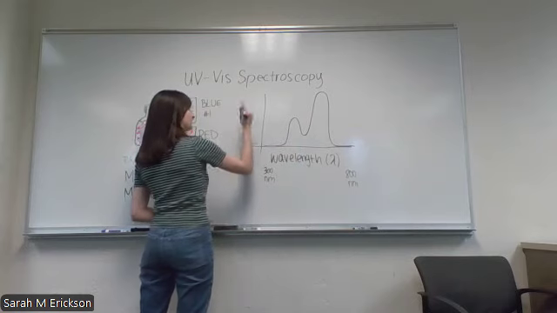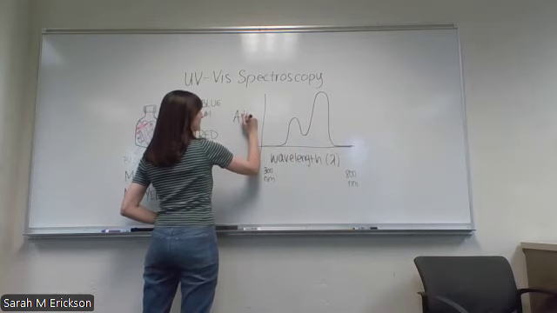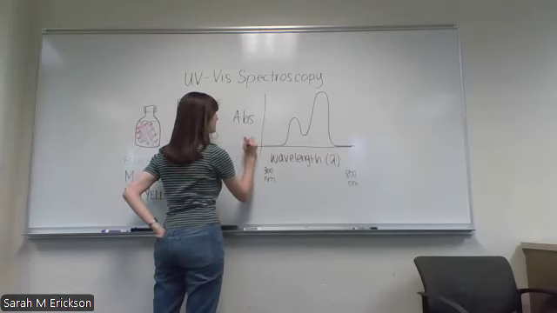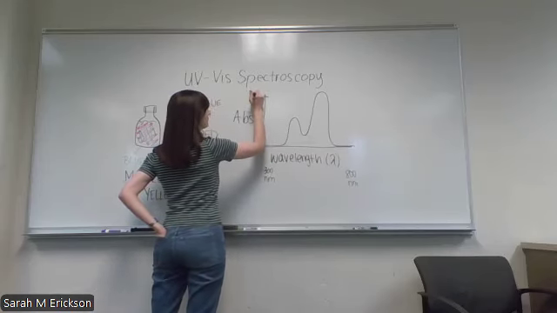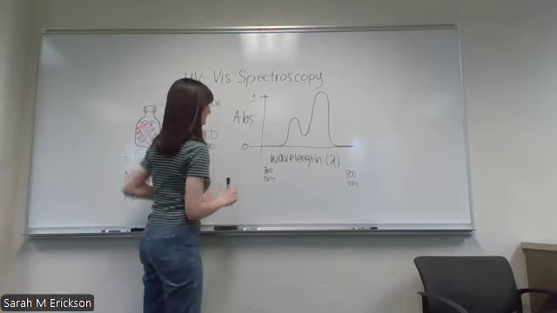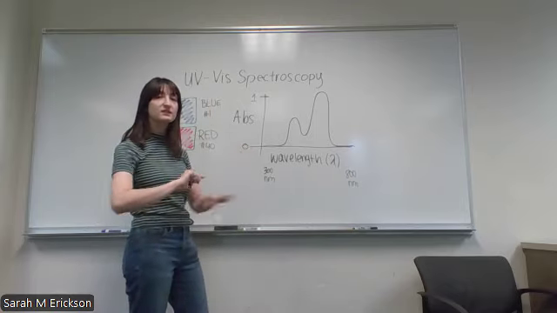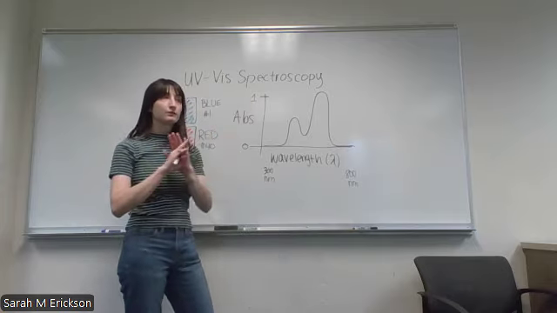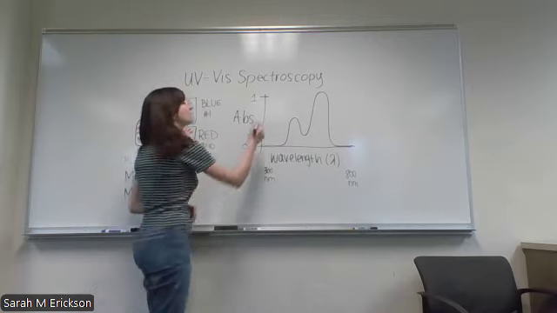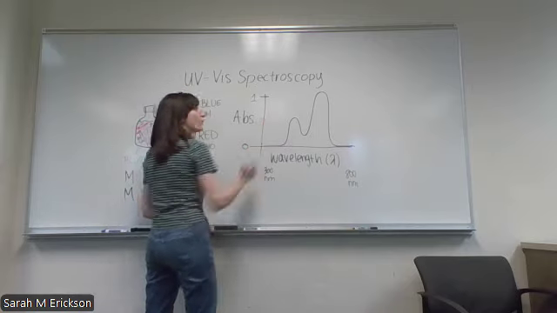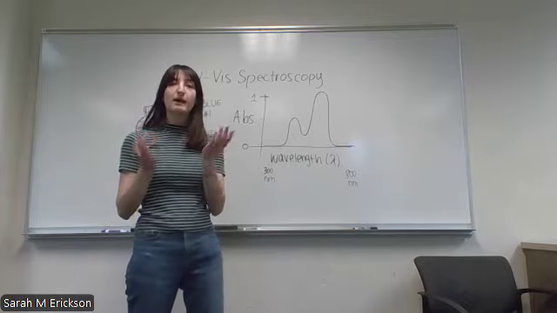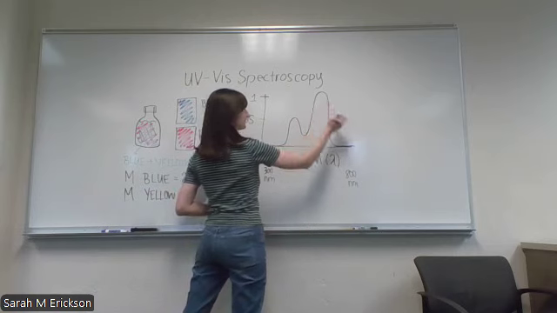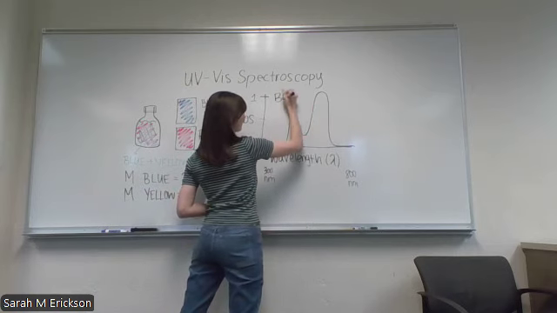On this y-axis here, what you're going to have is absorbance. And absorbance is kind of arbitrary. It's going to go from 0 all the way up until 1. So if your absorbance is 0, that means that your sample absorbed 0 light. And if your absorbance is 1, it absorbed 100% of the light you put in. So if your absorbance is like maybe 0.5, that's telling you it absorbed about half of the light you put in.